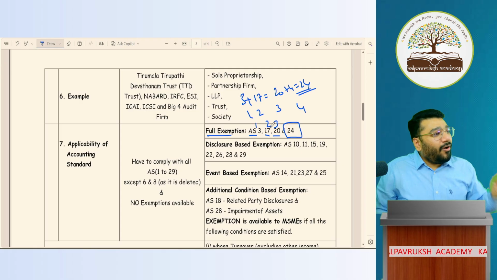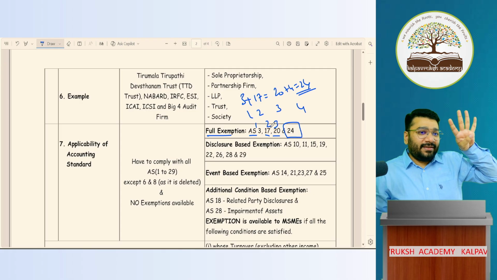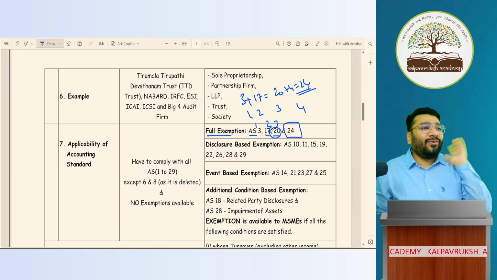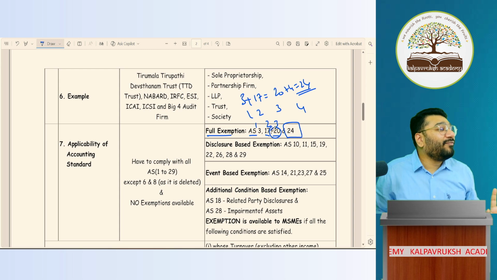1, 2, 3. Already 3 AS is there. We want the 4th AS. So with 20, if I add 4, the 4th number, I'll get 24. That is the 4th AS which is fully exempted.